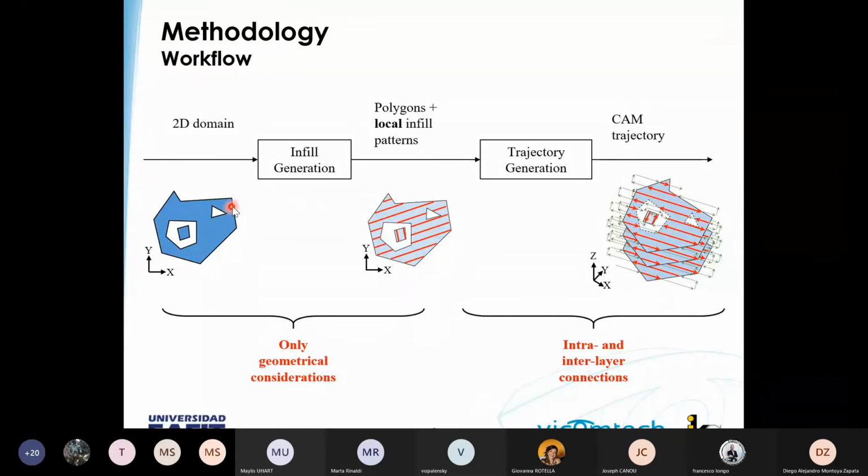We have first our domain, our region, which in this case is a 2D region. We first focus on the geometrical things. We wanted to generate the infill of this region. In particular, we implemented a very simple infill formed by parallel lines. And once we have generated this infill, then we can generate the trajectory.